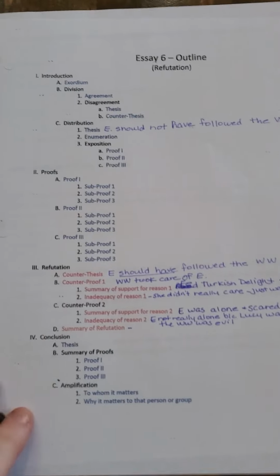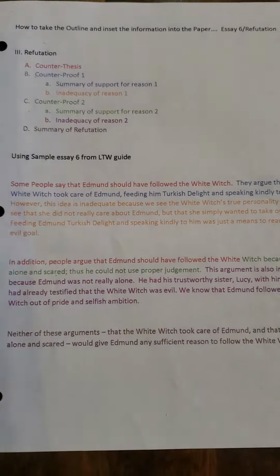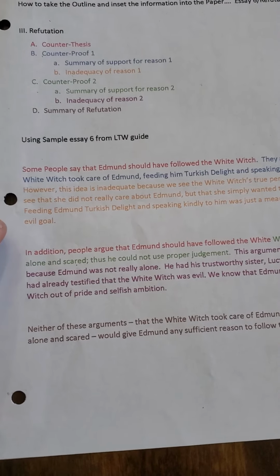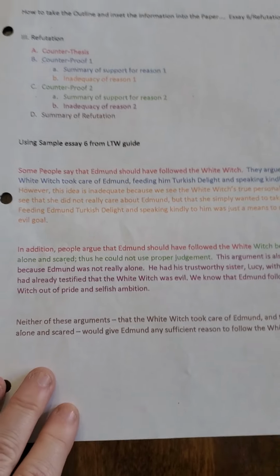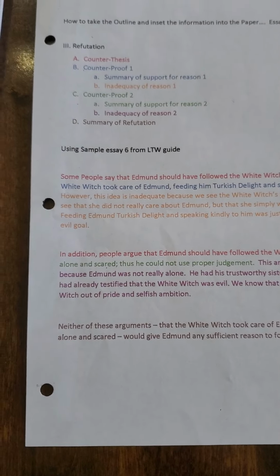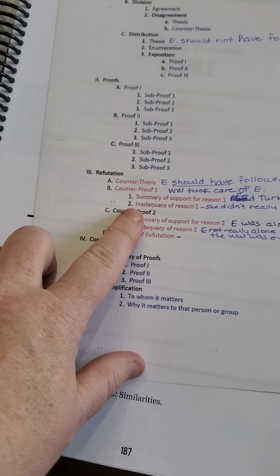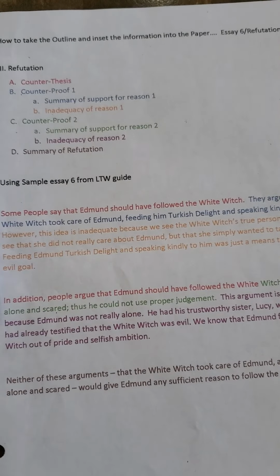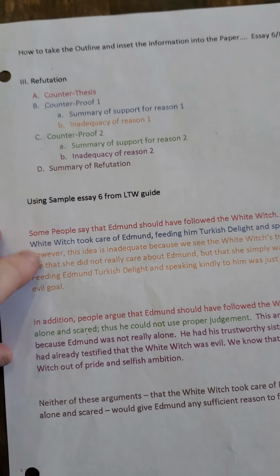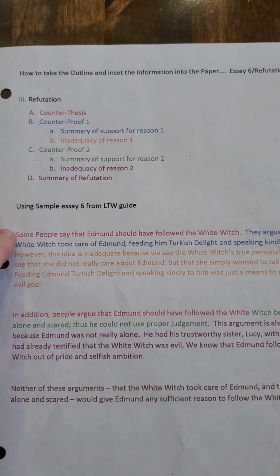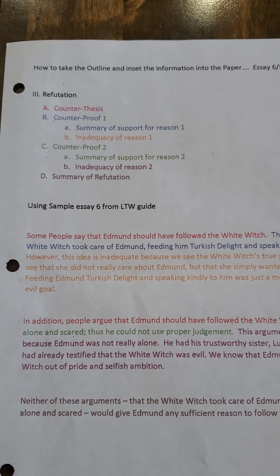So you have your outline. Let me show you what it looks like. I took the essay from the back of the book. This is from your guide, and this is just the refutation portion, and I color coded it so that you could see how this became this, part by part. So we start off with our counter thesis. And so they tell the counter thesis: some people say Edmund should have followed the White Witch, because remember, our real thesis was he shouldn't have.